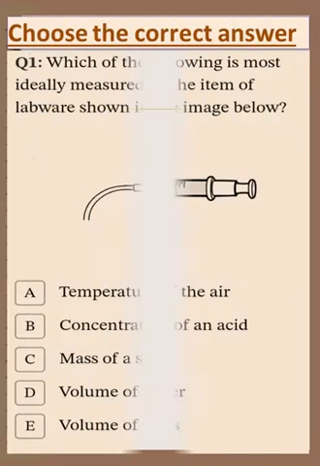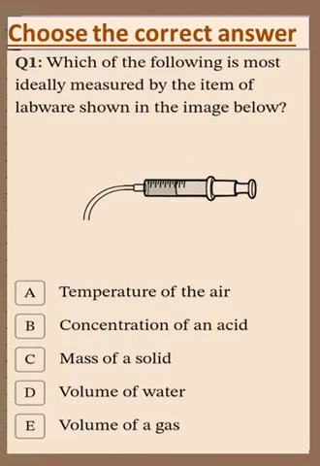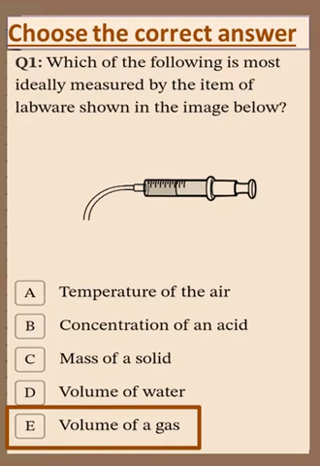Question number 1: which of the following is most ideally measured by the item of labware shown in the image below? We see that it is a pump that we can use for which of them: temperature of the air, concentration of an acid, mass of a solid, volume of water, or volume of gas. We see here that we have a small amount of air in this area, so we can measure the volume of gas.